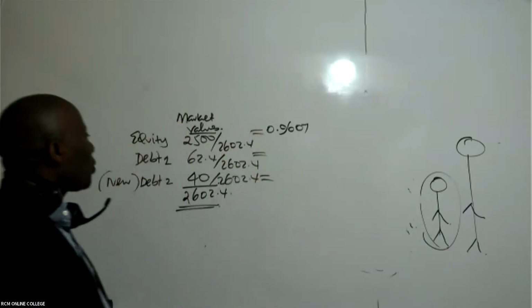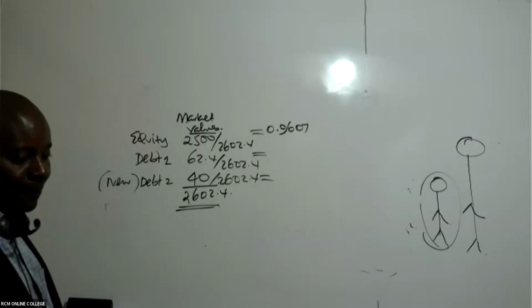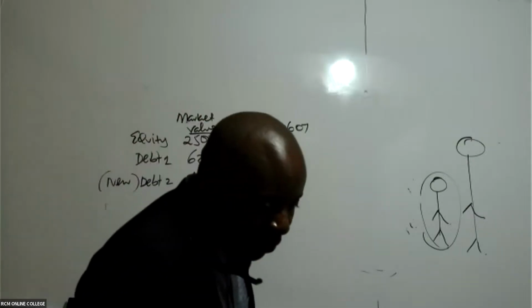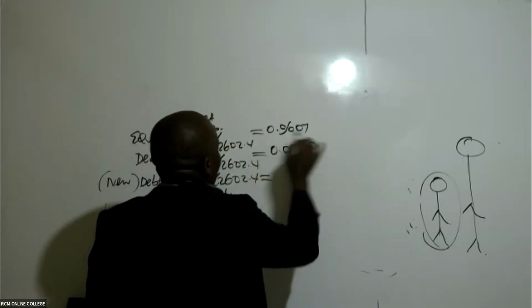How about the second one? It's 2.4 divided by 2602.4. What figure are we getting? Yeah, 0.0240. Thank you very much.